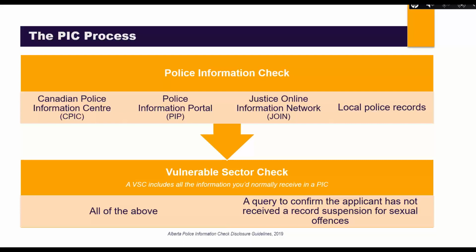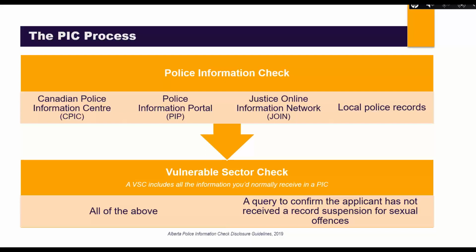Overall, though, when you're getting a police information check, there's a limited number of places that the information can come from. The first place is the Canadian Police Information Centre, which is a national database. Then there's also the Police Information Portal, which is a tool that provides indexes of local police records across Canada. Provincially, police can also access the Justice Online Information Network, which is actually the Alberta Courts database. And lastly, local police record databases are also used when processing police information checks.